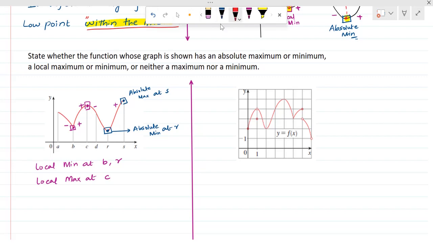So there are two more points. What are the two more points? This one and this one, which is neither maximum nor minimum. So this is neither maximum nor minimum at A and D. So there is no maximum or minimum at these points in this case.